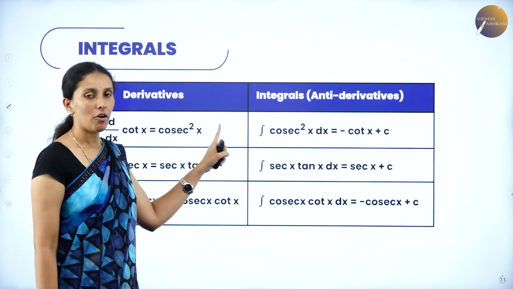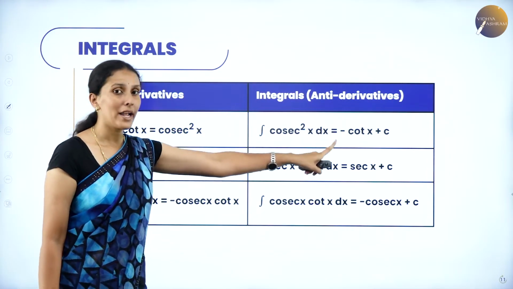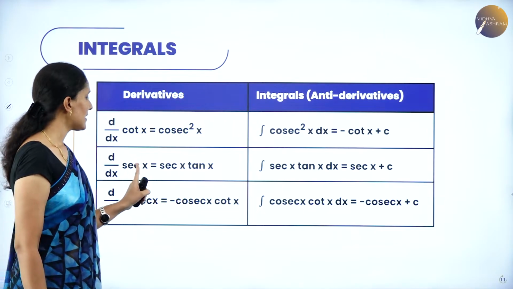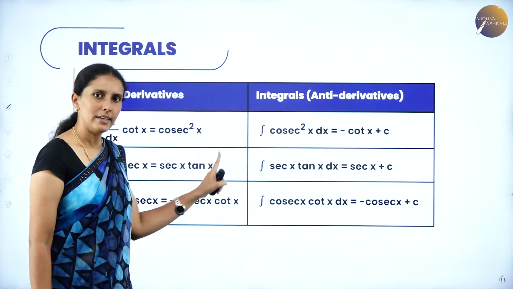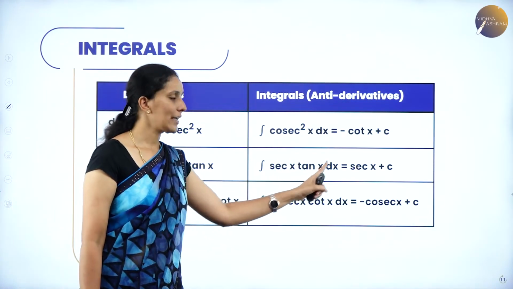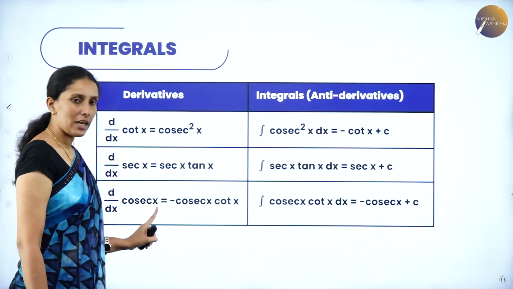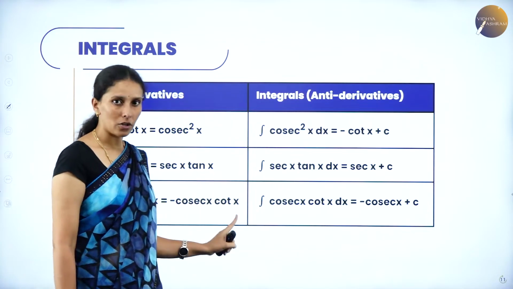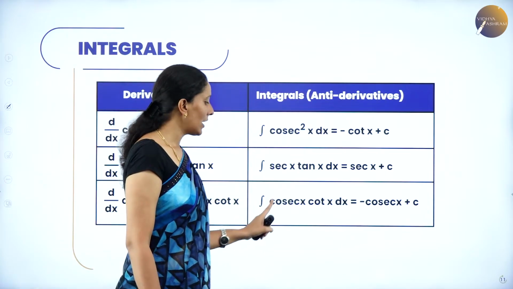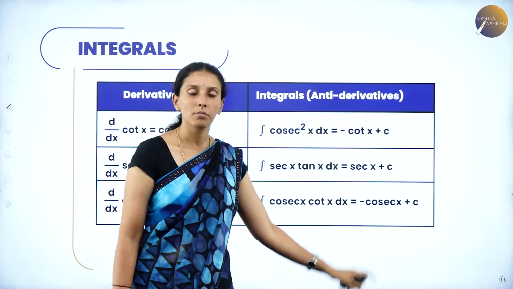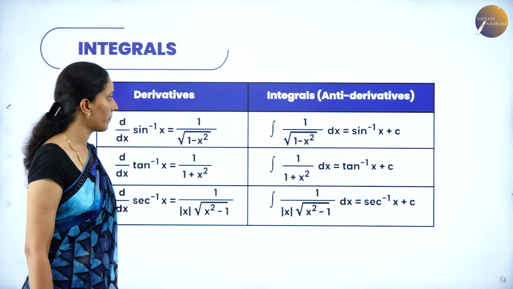Therefore, integration of cosecant square x is minus cot x. And here, the derivative of secant x is secant x tan x, so integration of secant x tan x is secant x plus c. And here, the derivative of cosecant is minus cosecant and cot. That is why integration of cosecant x cot x is minus cosecant x plus c.